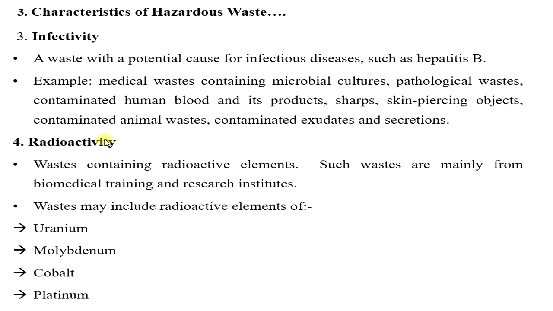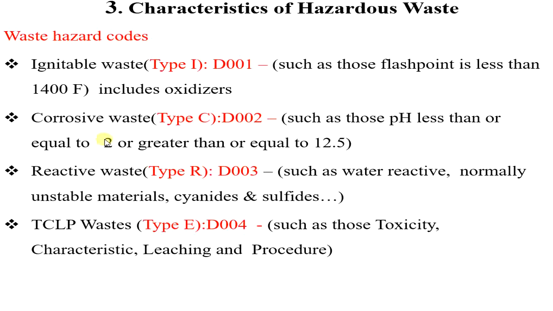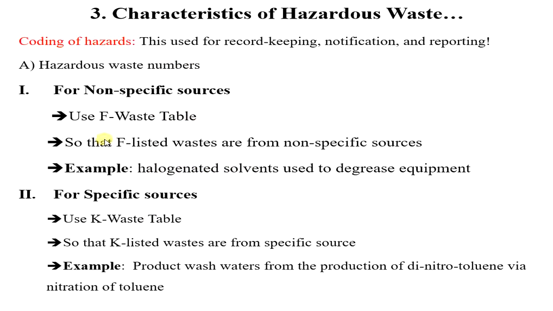Waste coded under EPA, for instance: ignitability, type I, D001; corrosive, type C, D002; reactive waste, type R, D003. The last one is the toxicity characteristic leaching procedure, TCLP waste, type E, D004. Coding hazardous waste is used for record keeping, notification and reporting. So this is important for record keeping, notification and reporting. Coding hazardous waste is very important.